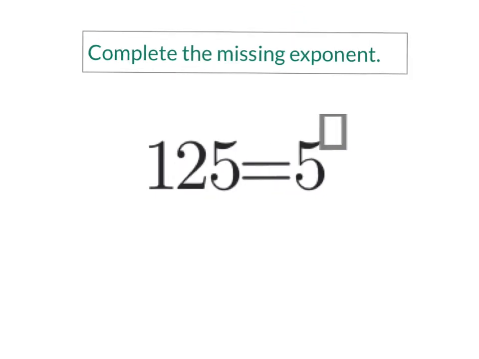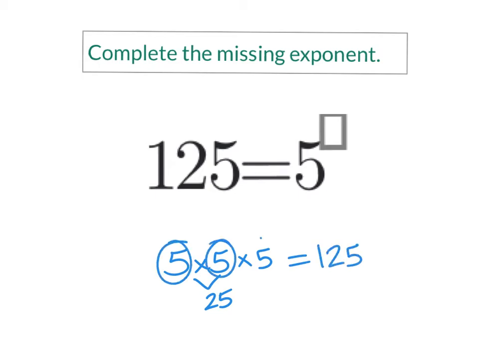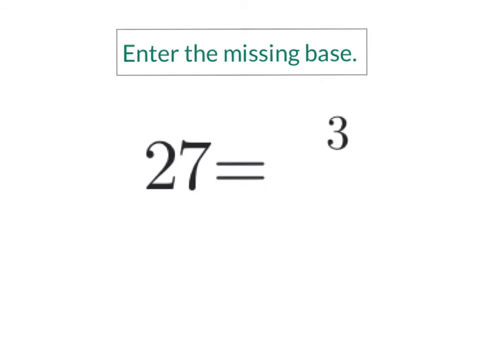125 equals 5 to what power? Okay, so I'm going to think through how many 5s I will need to get to 125. So 5 times 5, well, that's 25. And then if I do another 5, 25 times 5, that's 125. So I can look back and say that 5 to the third power, I used three 5s, is 125.